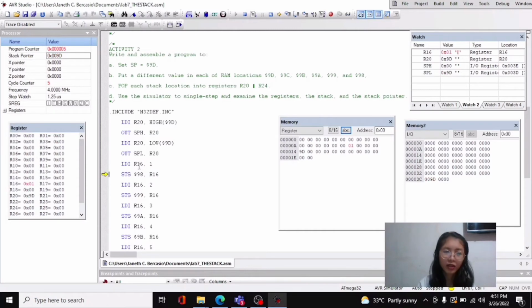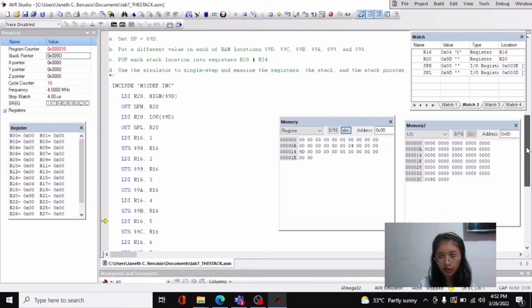Load 1 to R16, and then we store the value of R16 to 98. And then we load 2 to R16. Then we store the value of R16 to 99. We load 3 to R16 immediately. We copy the value of R16 to 9A through the instruction STS. We load 4 to R16. We copy the value of R16 to 9B.